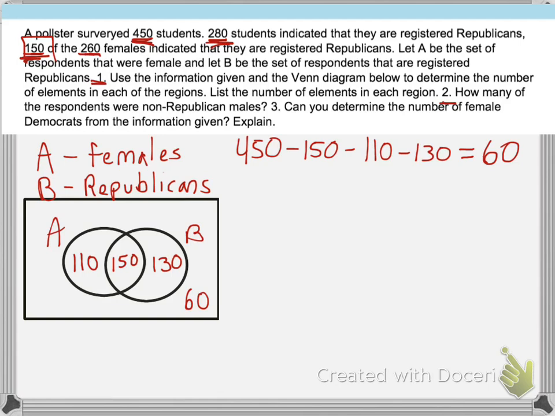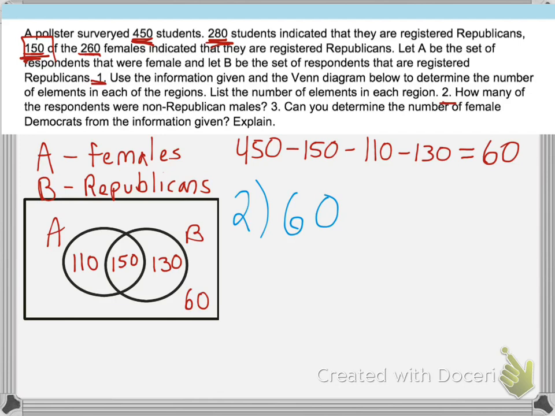Well, we want non-Republican males. If we're a male, we can't be in circle A. So I can go right in here and say goodbye to circle A. It also says we're not Republicans, so goodbye to the Republican set. And that leaves us with only 60 people. So how many non-Republican males are there? There are 60 in this survey. So question number 2 is 60.